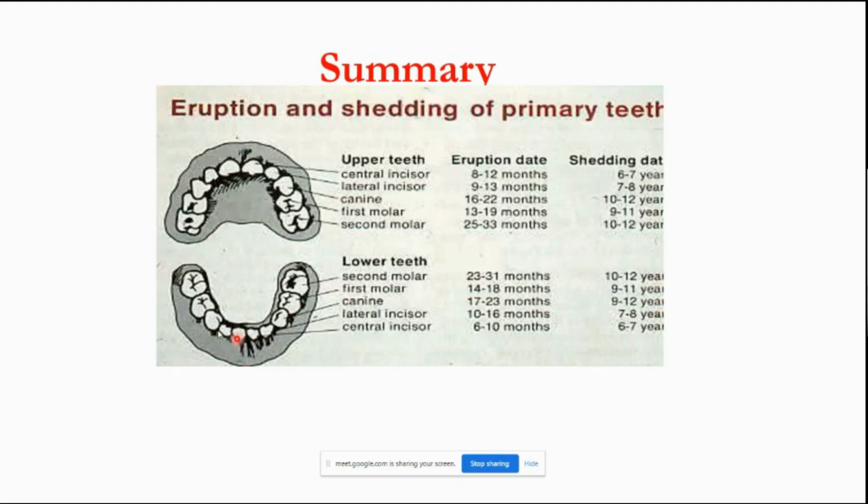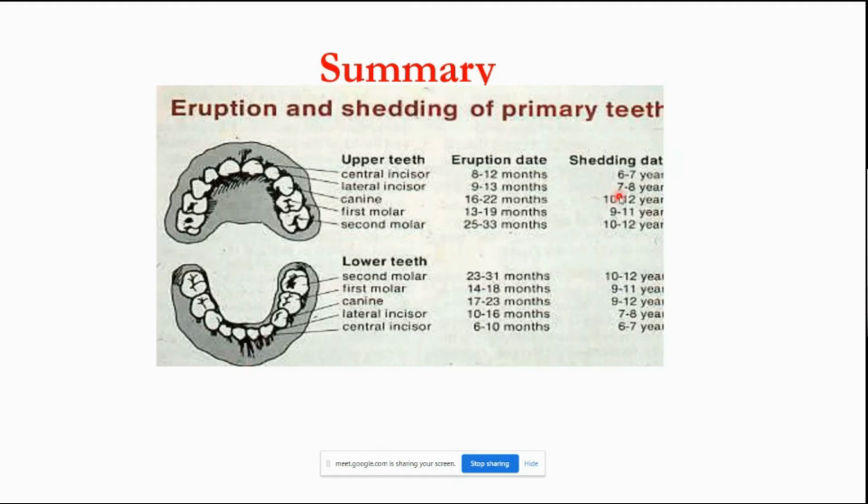I think we did both eruption and shedding. It'll be too much to summarize both. So the takeaway message from this entire thing is that I want you all to remember the eruption date and the shedding date of the primary teeth. The shedding date of primary teeth is the eruption date of your permanent teeth, correct? As long as you memorize this table, I'll be very happy.